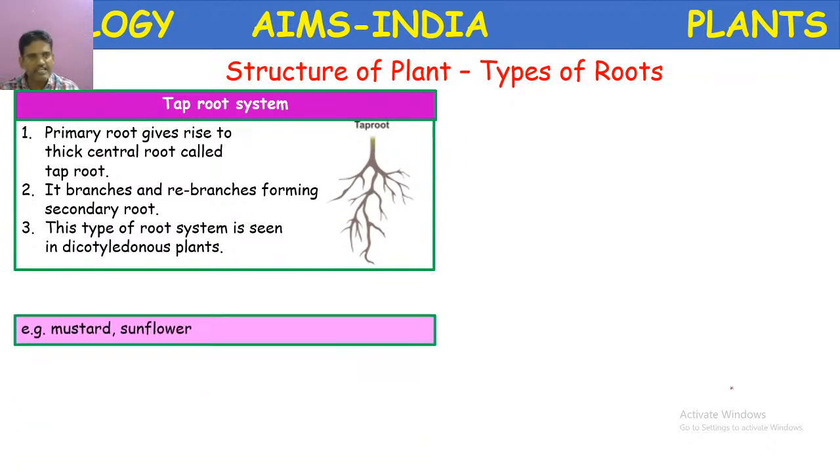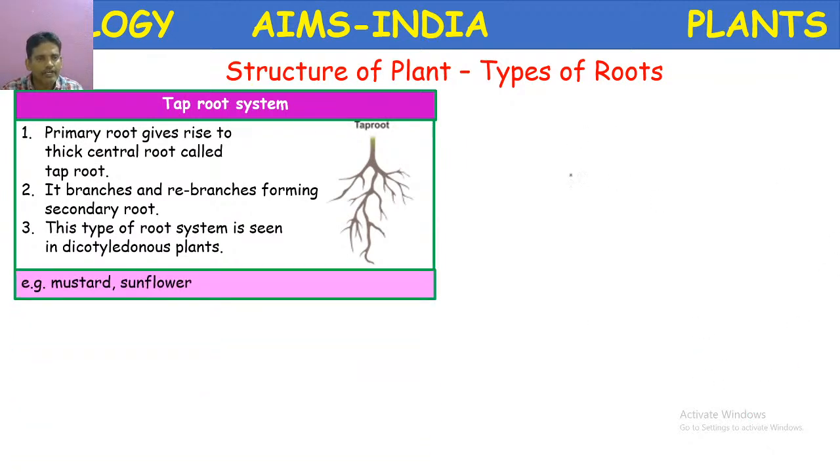So let us see some examples. Here in the taproot system, this is the main root or primary root. These are the secondary roots or root hairs. Then mustard, sunflower, and so many examples are there.